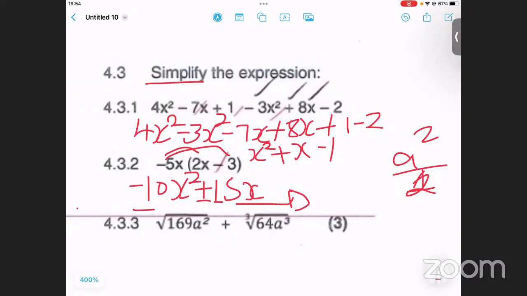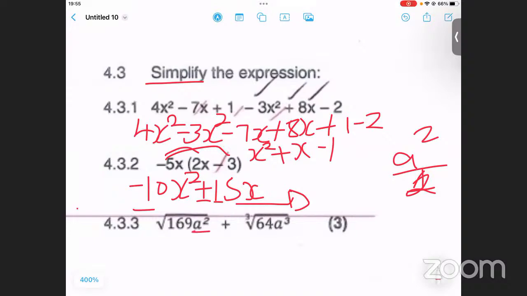Ma'am, I did the same thing as Busisiwe, ma'am. What did Busisiwe do? She got the square root of 169 and the cube root of 64. Mm-hmm. And that's also what I did, ma'am. And I ended there.